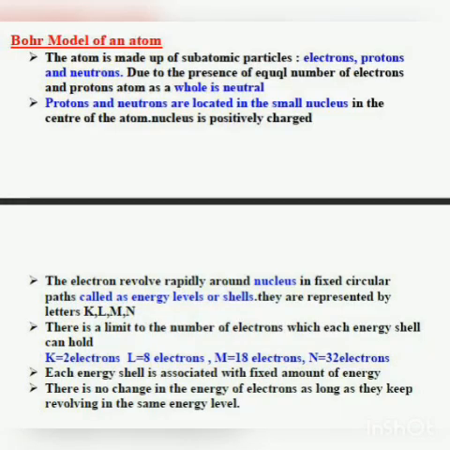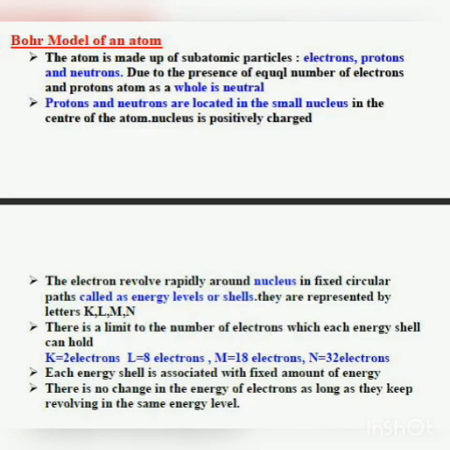The atom is made up of subatomic particles, that is electrons, protons and neutrons. This I have told you before also. Now due to the presence of an equal number of electrons and protons, the atom as a whole is neutral. I had told you this also, that the atom is neutral because it contains the same number of electrons and protons.